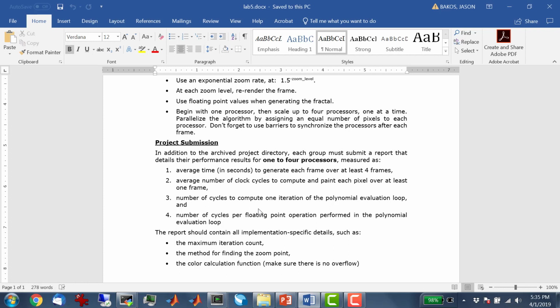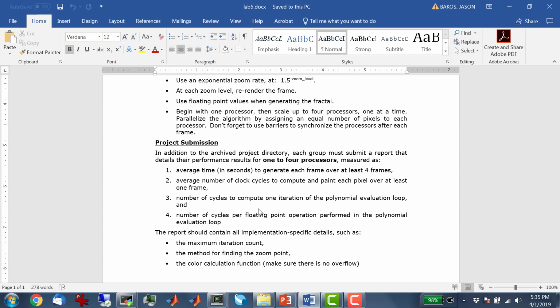Okay, so 1 is average time to generate each frame for at least 4 frames. 2 is average number of clock cycles to compute and paint each pixel over at least 1 frame. Obviously, once you have 1, you can get 2 just by dividing by the number of pixels. 3 is number of cycles to compute 1 iteration of the polynomial evaluation loop, which is the innermost loop. And number 4 is number of cycles per floating point op. And we want to do that.